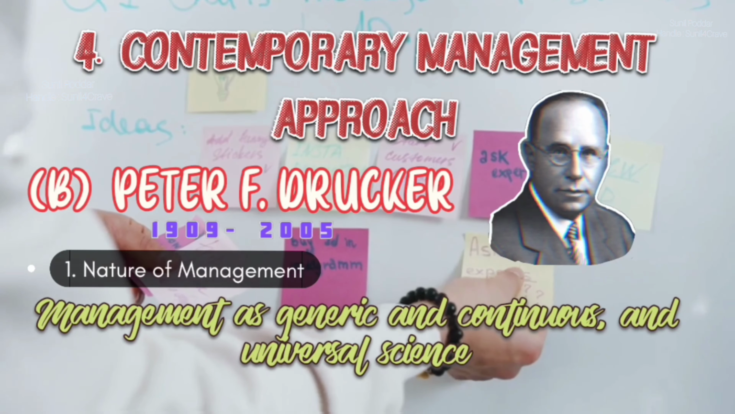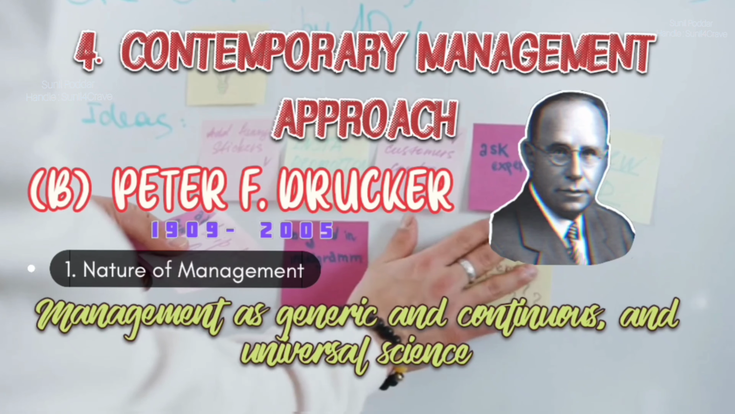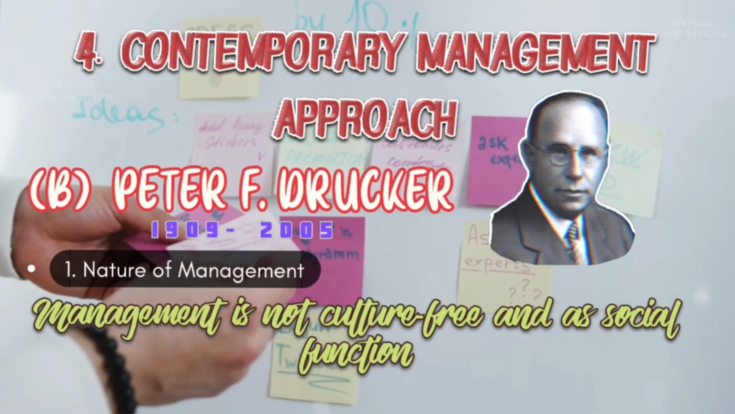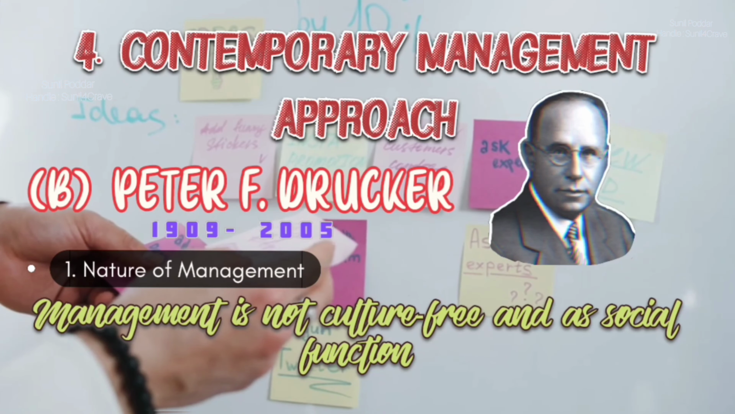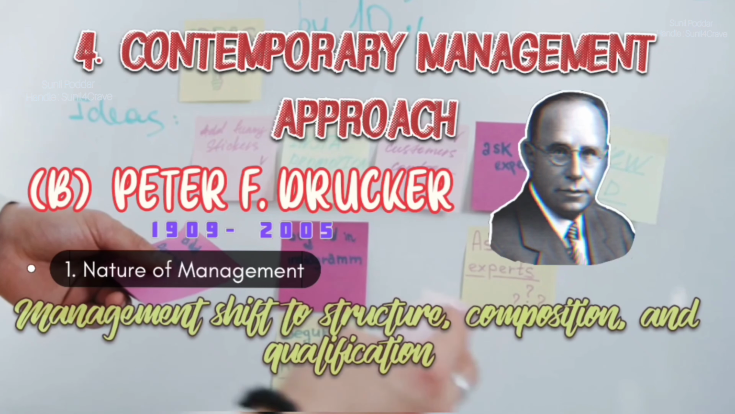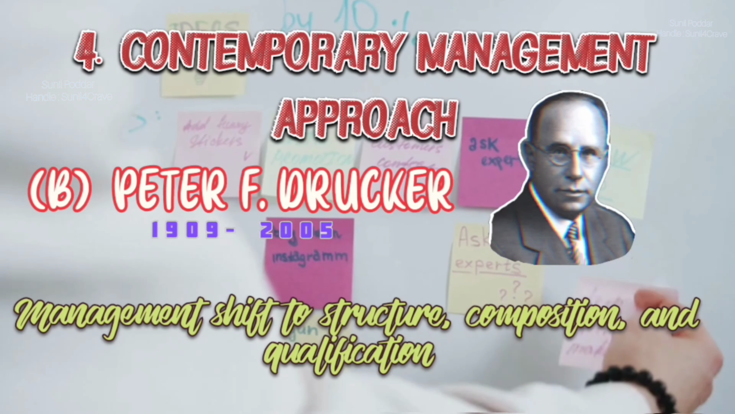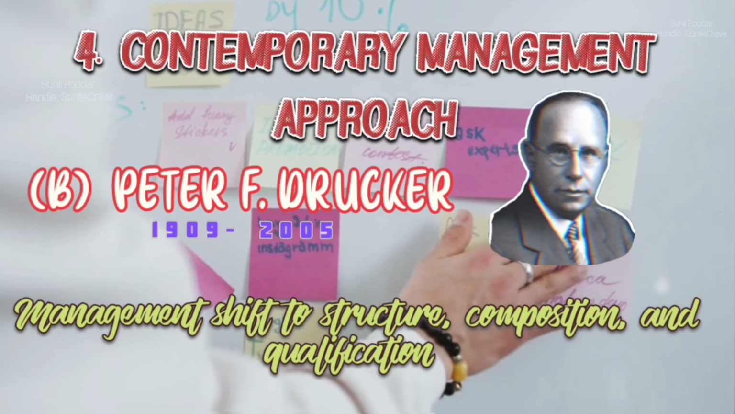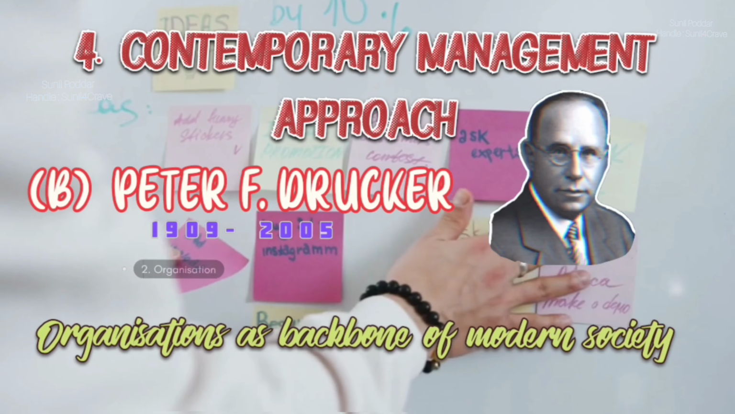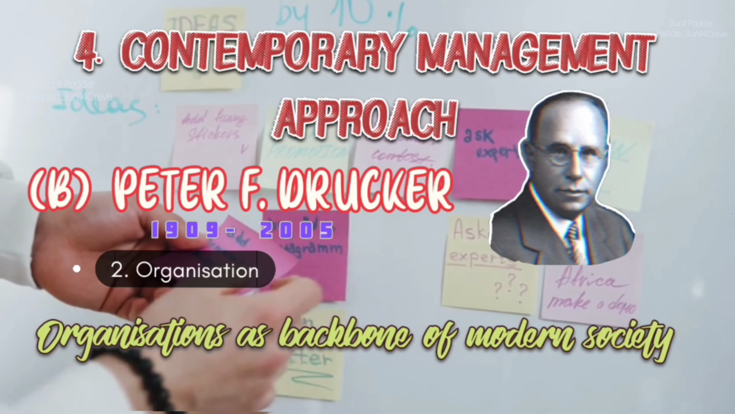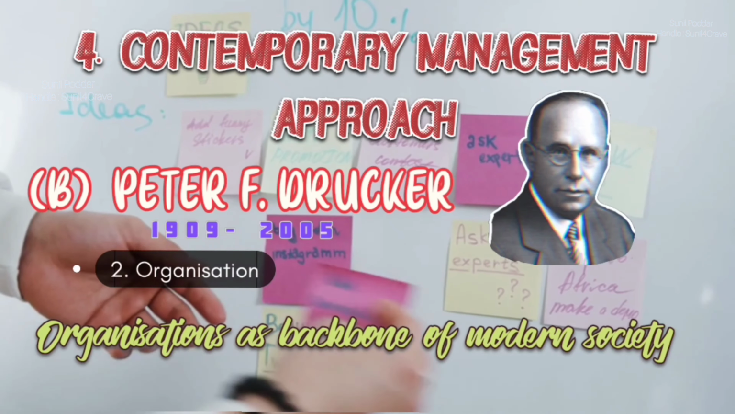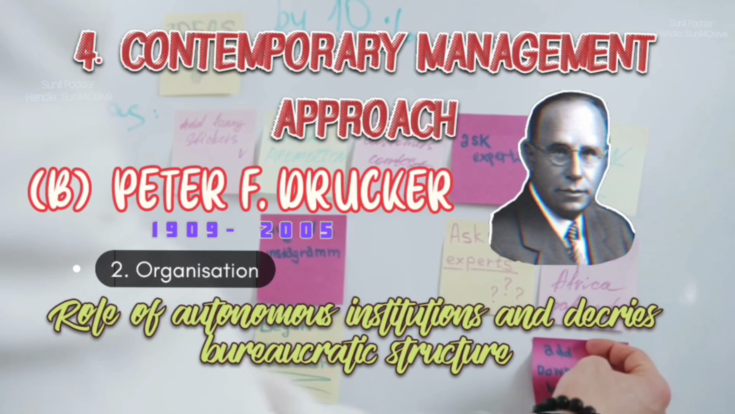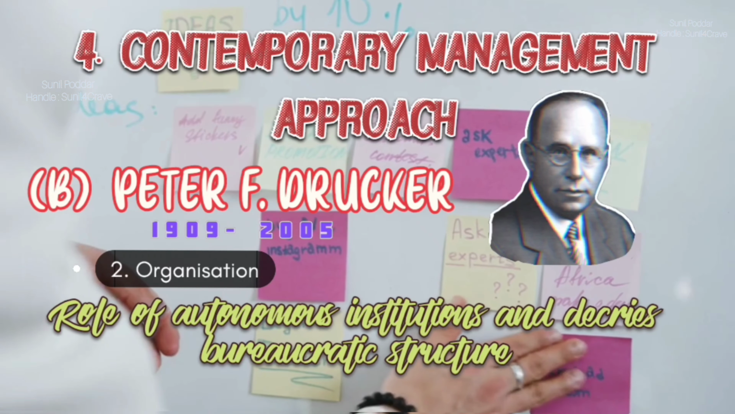Drucker believes that the work of management is generic and continuous, and the theory of management is a universal science. He thinks that management is not culture free, and that it is a social function. Drucker predicts that the concern in management will shift to the structure, composition, and qualification of the top management and of the people in it. Organization. According to Drucker, organizations are the backbone of modern society. He emphasizes the role of autonomous institutions and decries bureaucratic structure because of dysfunctional attributes.